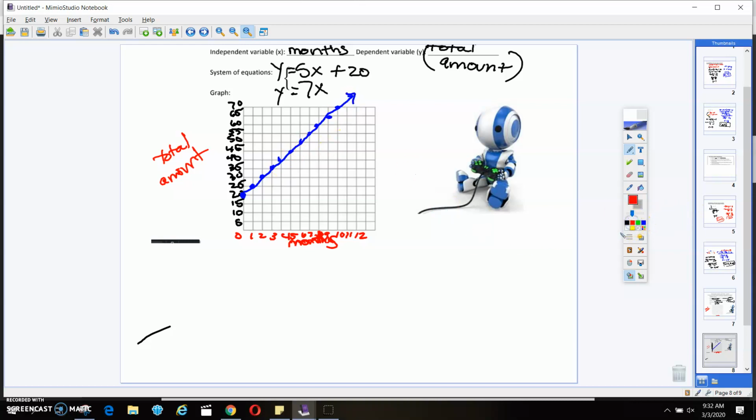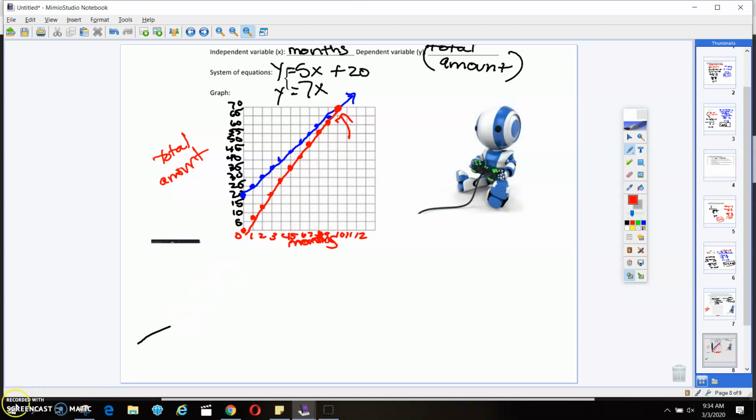Okay, so then for the second equation, which I would suggest doing in a different color, when we plug in 0 into here, it's going to be 0. And then when we plug in 1, it's going to be 7. And then when you plug in 2, it's going to be 14. And when you plug in 3, it's going to be 21. And what's happening is this is going to grow up by 7 over 1. And they're going to cross at 70.